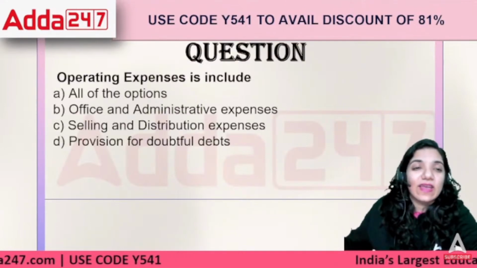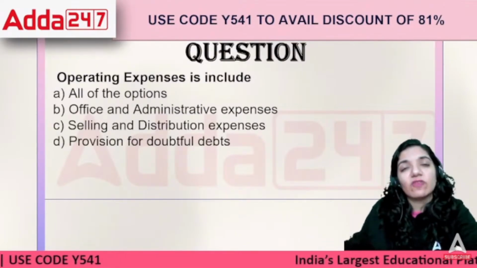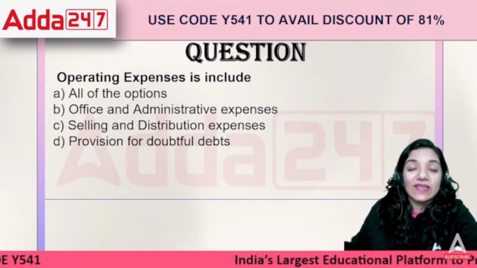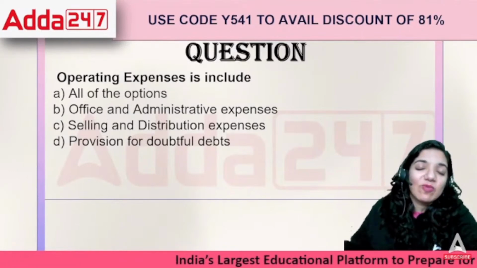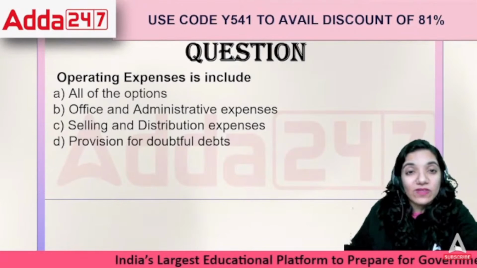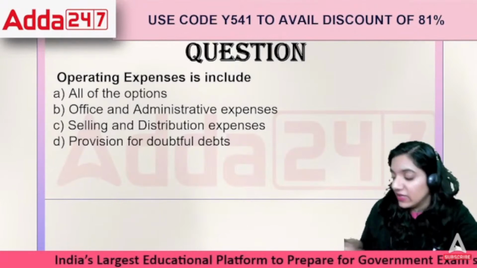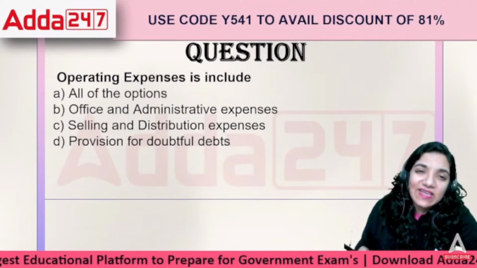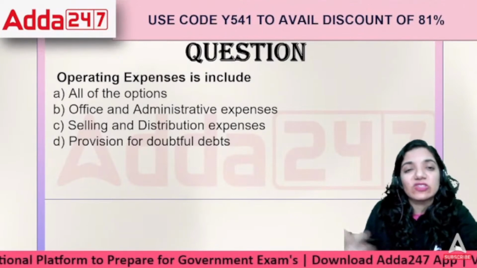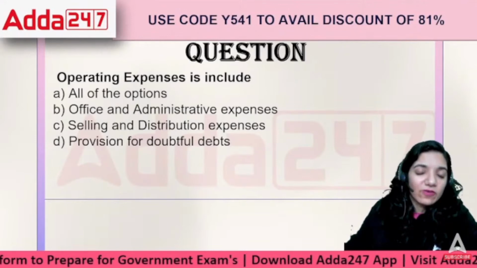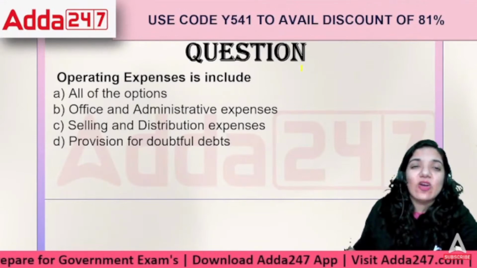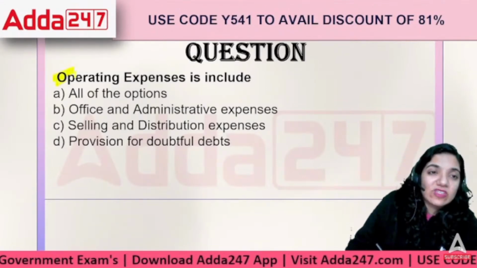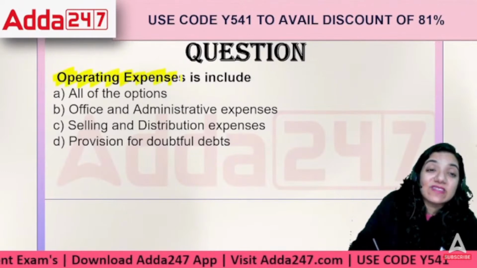Then, okay, here comes another terminology of accounting, which is called operating expenses. What does the term operating expense include? All of the above of the options, or it says the office and admin expenses, selling and distribution expenses, or provision for doubtful debts. Basically, operating expenses refers to all those expenses which are incurred to keep the business running.